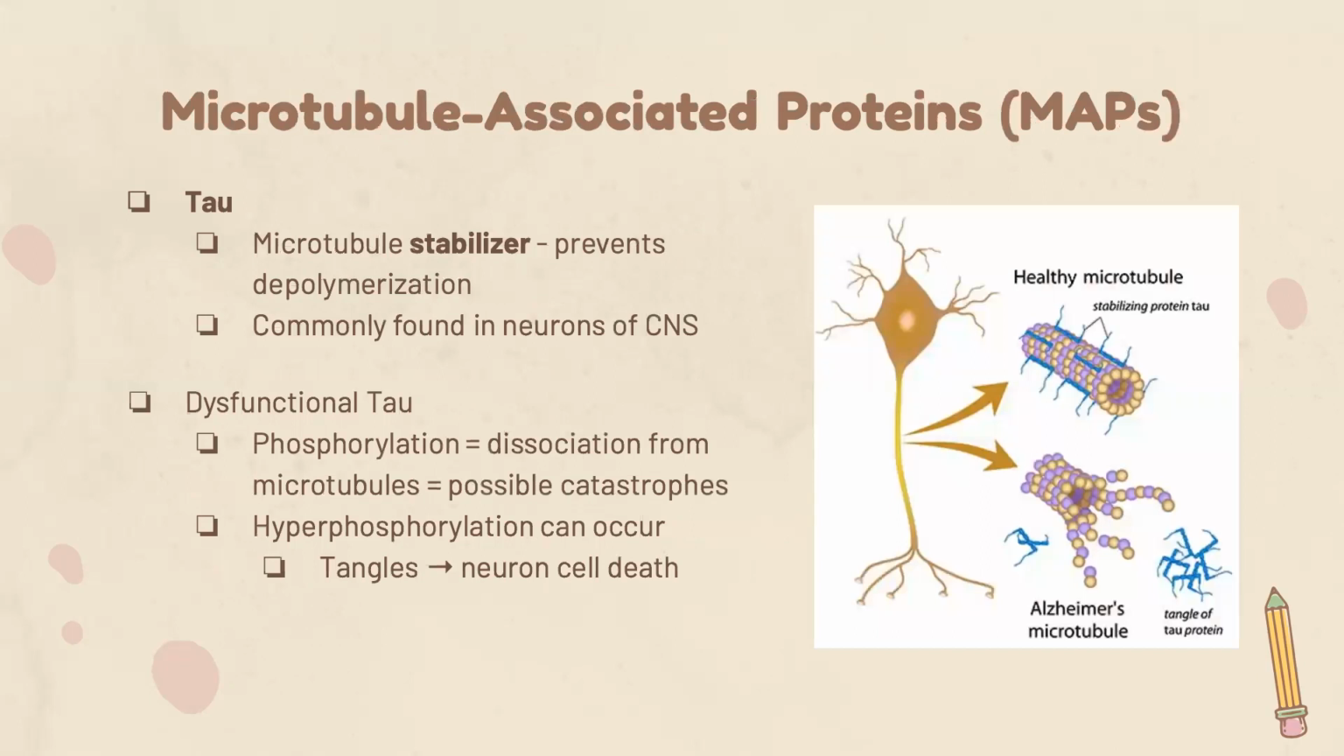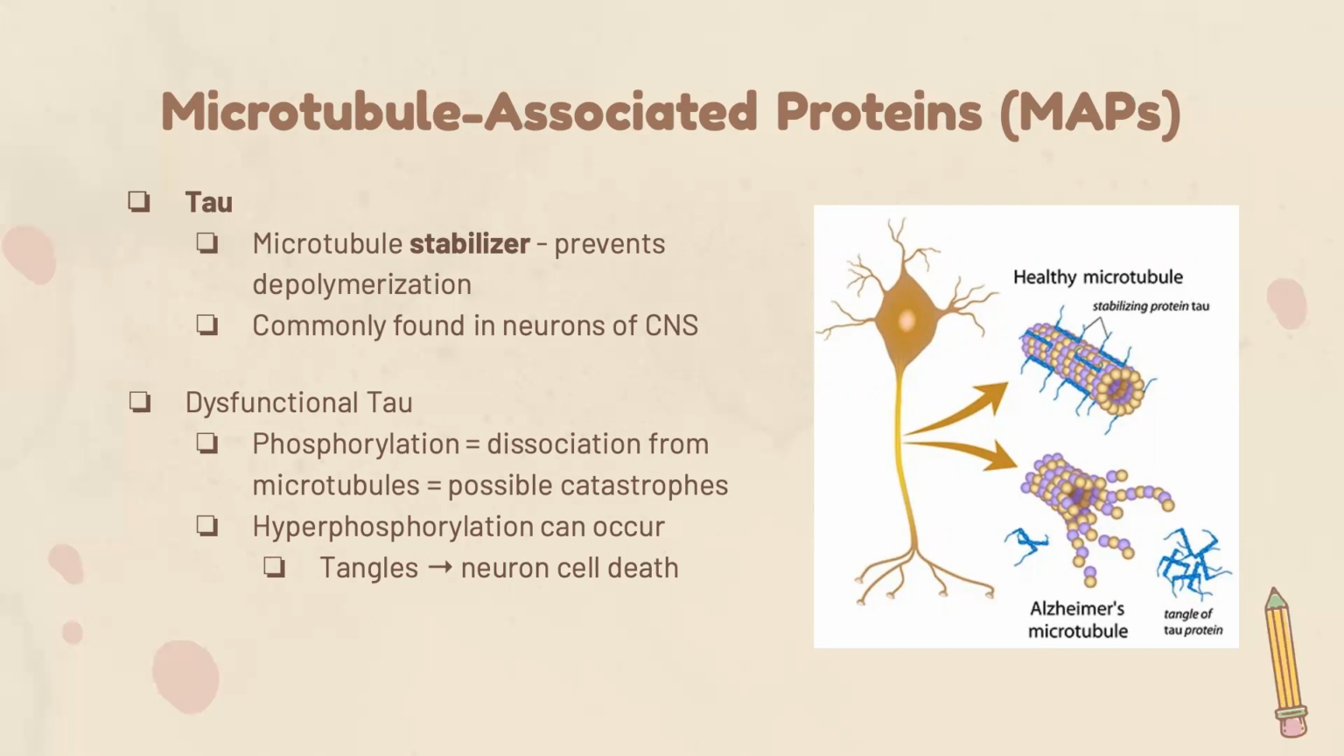Okay, so last couple things about microtubules, or in this topic. So we have MAPs, which stands for microtubule associated proteins. The only MAP that we really talked about and went into detail about was tau. So tau is a microtubule stabilizer. As I said before, a stabilizer just means that it's going to prevent microtubules from depolymerizing. And it's commonly found in neurons in the central nervous system. That's just a little tidbit.